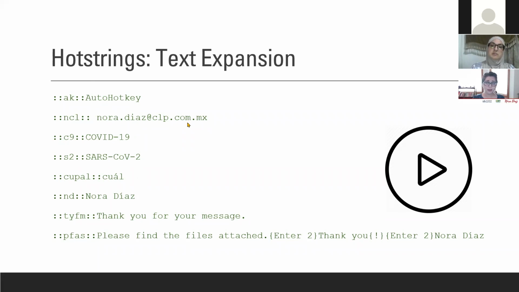This is my email address. I don't like to type out the whole thing, so when I type NCL, my email address appears. This is something that unfortunately I've had to type out very frequently in the past year and a half. So instead of having to type out the whole name, I just type C9 and it expands into COVID-19. The same for S2 for SARS-CoV-2.